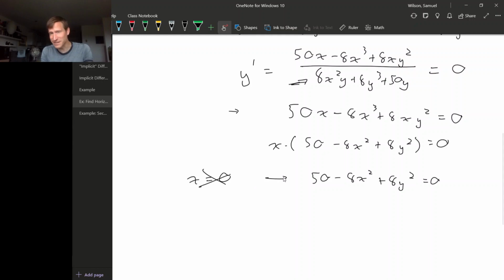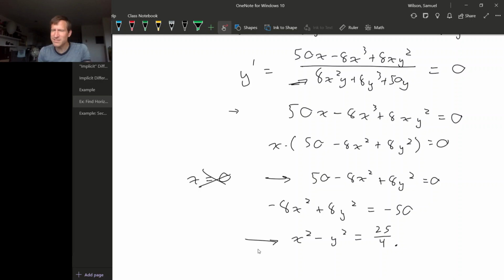That leaves us with this. So let's solve this equation. Minus 8x squared plus 8y squared equals minus 50. Let me divide both sides by negative 8 here. So x squared minus y squared equals, let's see, 50 over 8. So that's 25 over 4.